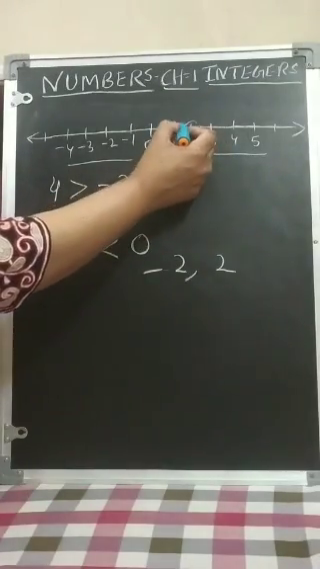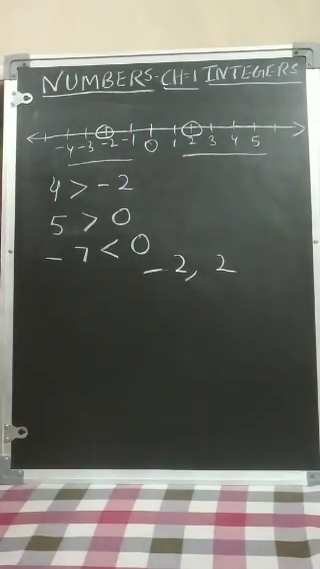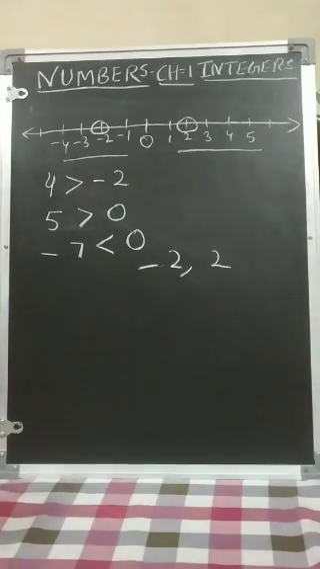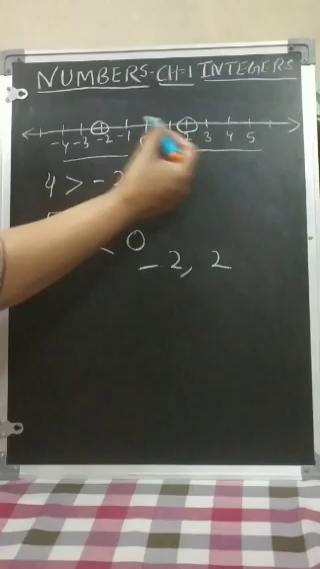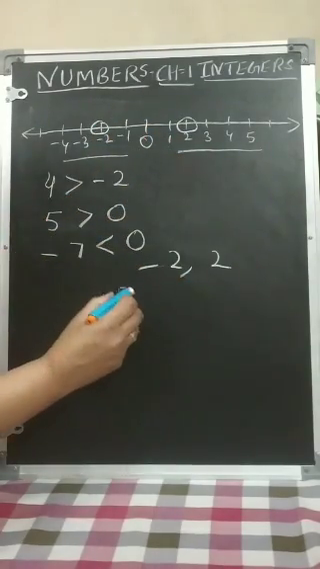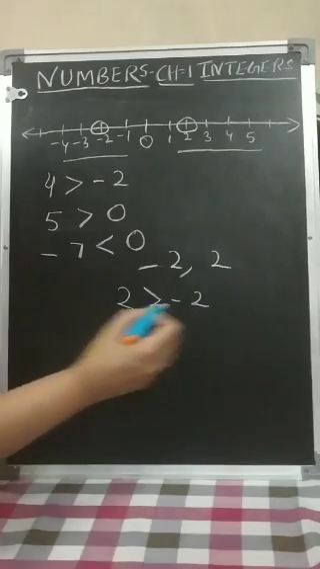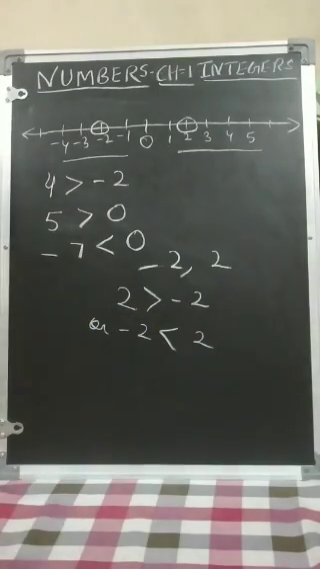You can see here is +2, here is -2. So 2 is on the right side, -2 is on the left side. That's why 2 is greater than -2, or we can say -2 is smaller than 2.